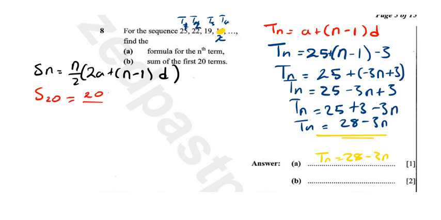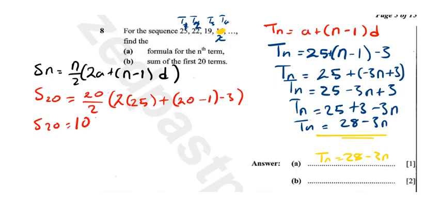20 over 2, open bracket, 2 times, open bracket, our a is 25, plus, open bracket, 20 minus 1, and then our common difference, it is negative 3, close bracket. So S20 equals 10, 2 multiplied by 25, it will be 50, plus, open bracket, 20 minus 1, I mean it is 19, sorry, times negative 3. So negative 3 multiplied by 19.